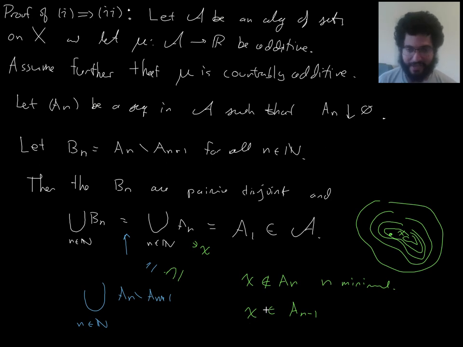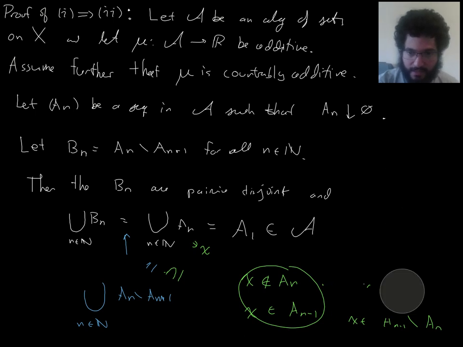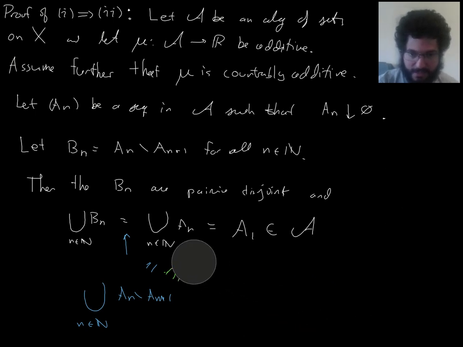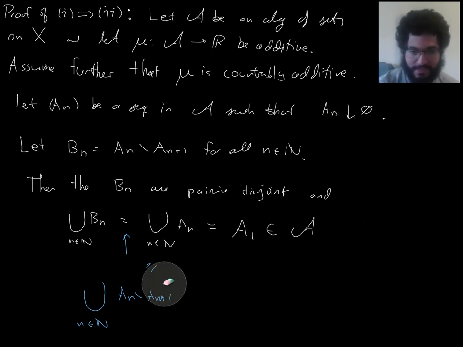All right, well then, you see, x is in a sub n minus 1, delete an, right? Which is one of the things showing up in this union here. Okay. So that was interesting. So that worked out basically because the intersection of these sets is the empty set. And the blue thing that I wrote here is just this union of the bn's.